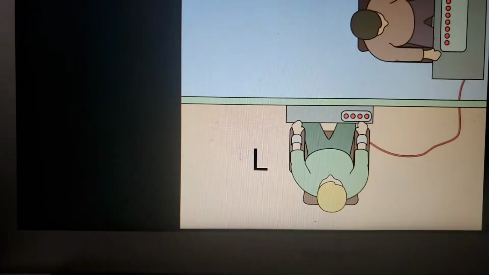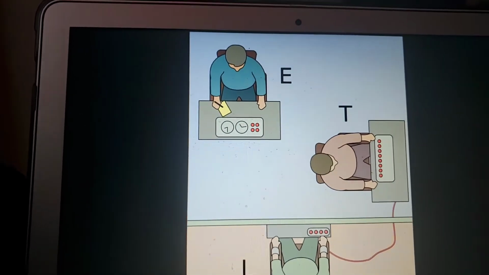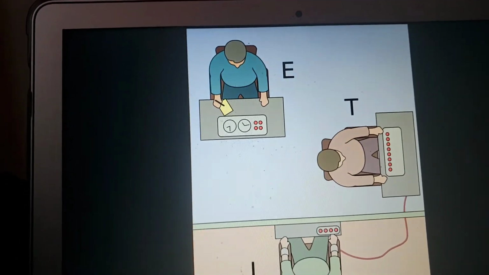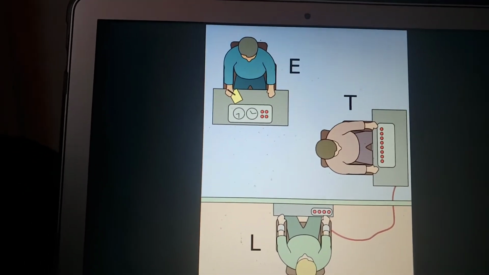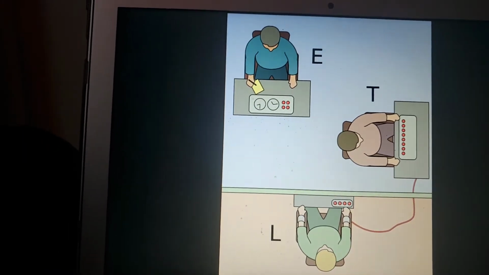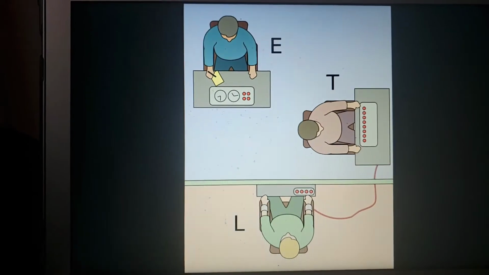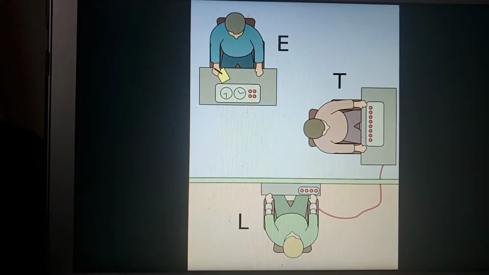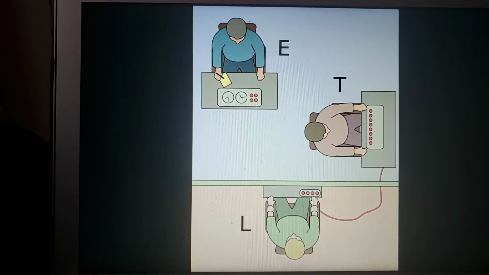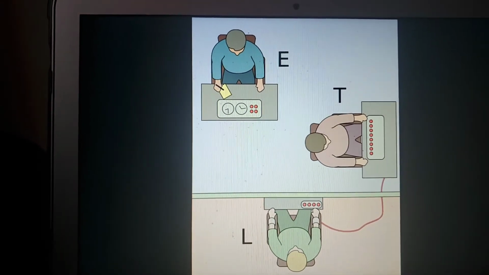And letter L is going to be screaming in pain. Granted, it's all fake. But he's going to scream, he's going to be like, stop, please stop. I have a heart problem. This is killing me. This hurts. And each time he's going to give a higher and higher shock to L while L is screaming out in pain.